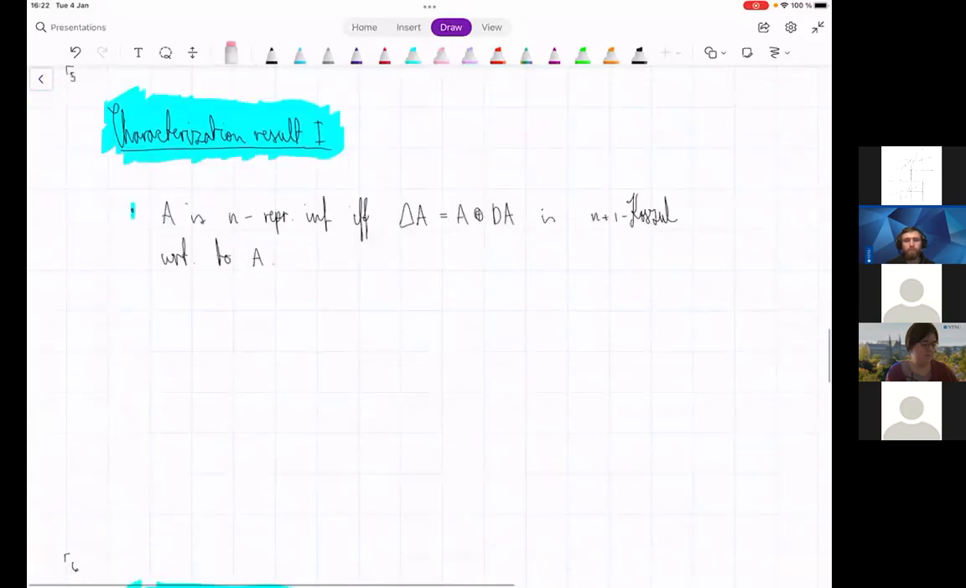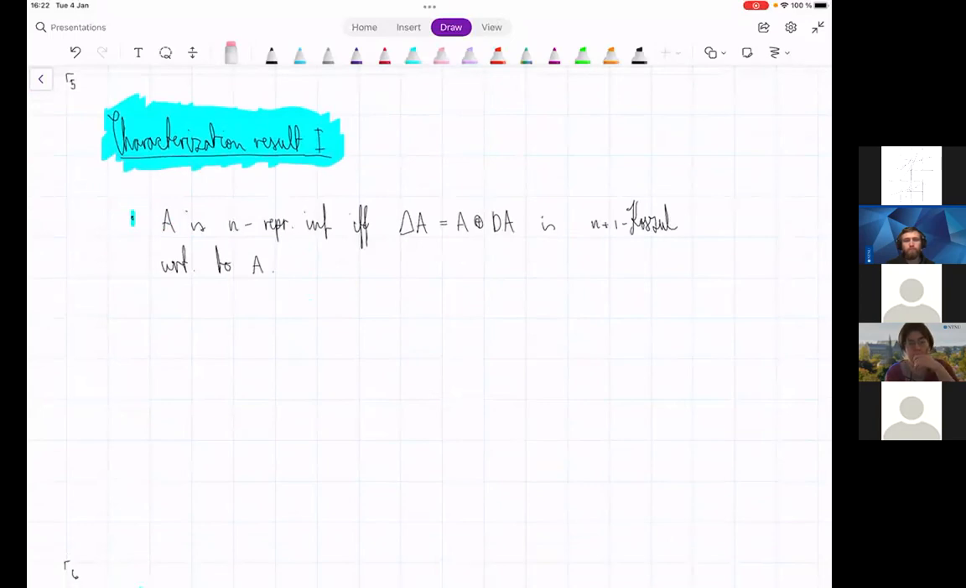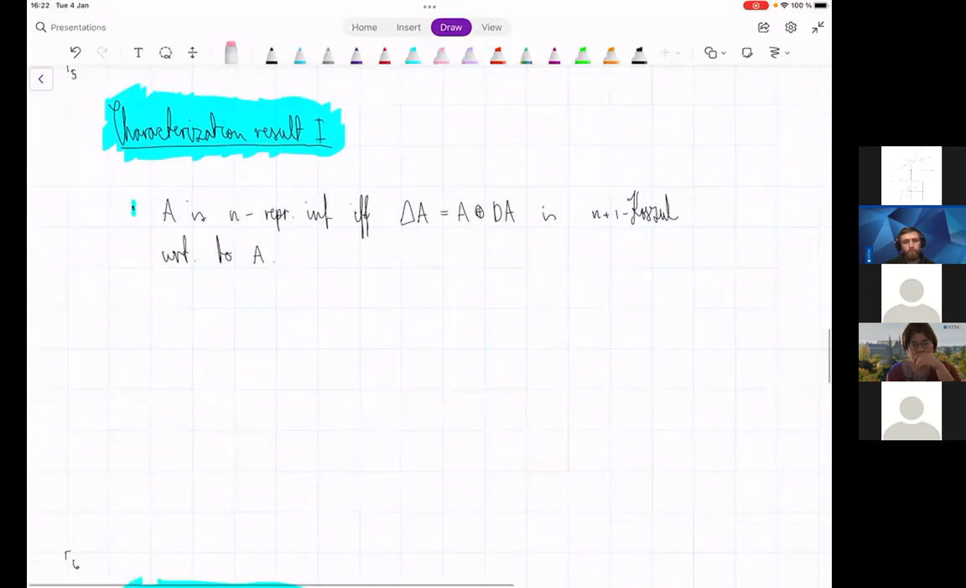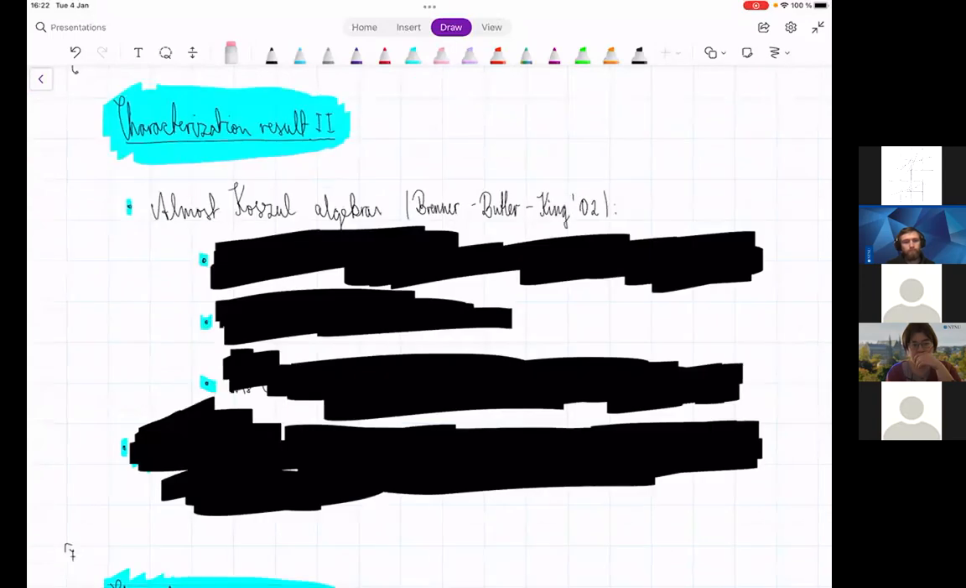Okay, so we also get some characterization results. A is n-representation infinite if and only if its trivial extension is higher Koszul with respect to A. Here A is in degree 0 and D of A is in degree 1. We also have characterization results for the n-representation finite side of things.